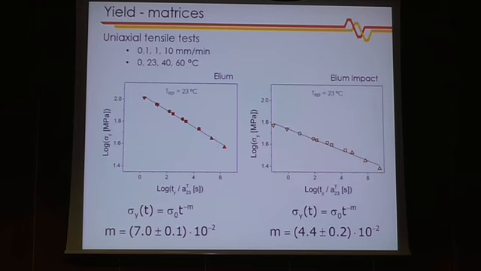The yield behavior was investigated in uniaxial tensile tests performed at different displacement rates and different temperatures. Then we plotted the yield stress as a function of the time to yield, and we did again the master curves at the reference temperature of 23 degrees, from which we obtained these values for the exponents.